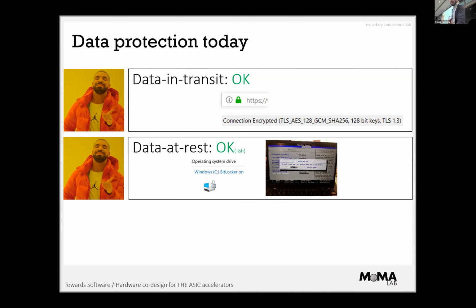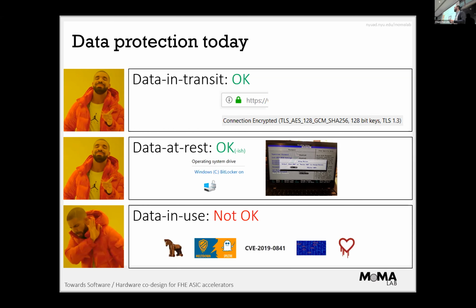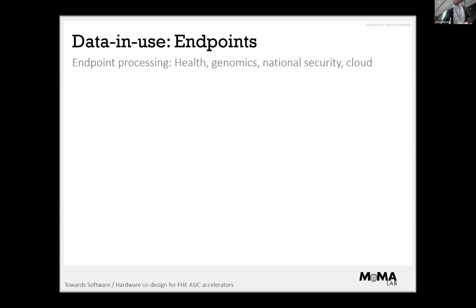And the last form is data in use, when we actually compute on the data. For the FHE people, it's natural. This is what we've been discussing all these years. But this is not a solved problem. This is why many of you are here, and I'm here too, because we've been working on this problem. Data in use means that when the data arrives at the endpoint, it has to be decrypted to be computed on. That's how modern computation works. And the problem is that once the data gets decrypted, there are very many ways that the data can leak and your privacy can be breached.